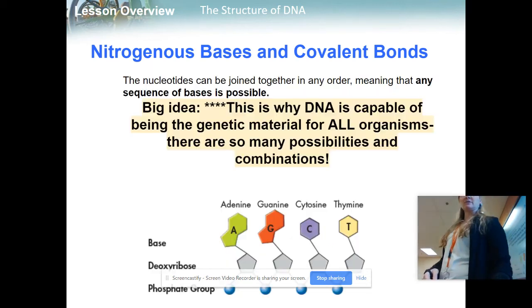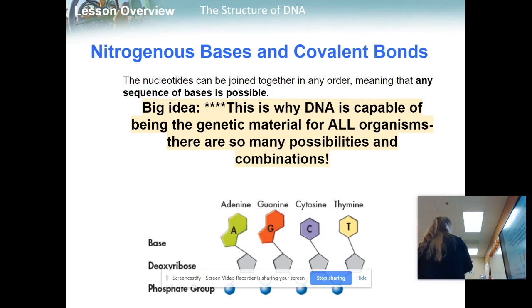All right, so you need to be really aware of this big idea. This is the one that they're going to test you on. You need to know that any sequence of bases is possible. Because there's four separate nitrogenous bases, you can arrange those almost in an infinite amount of ways. As long as the DNA gets longer, they're completely unique.